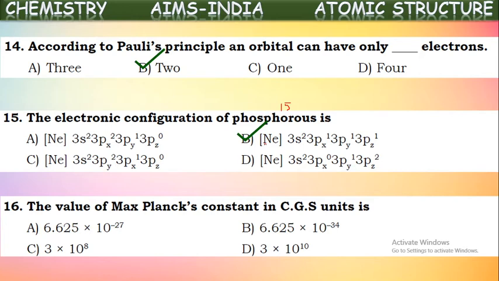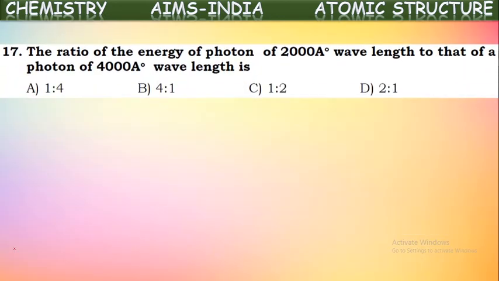In those units its value is 6.625 into 10 to the power of minus 27. Actually it comes in erg second. They did not ask for units here, so we did not write erg second. The value 6.625 into 10 to the power of minus 34 is in joule second or SI units. Now in CGS units they're asking here, so 6.625 into 10 to the power of minus 27 is the correct answer.